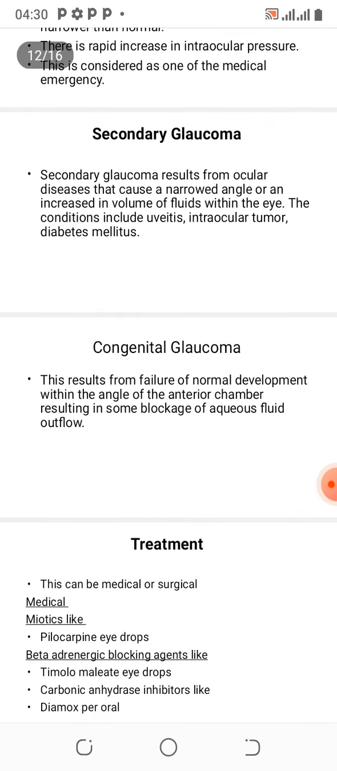Then you have secondary glaucoma. Secondary glaucoma results from ocular diseases that cause a narrow angle or an increase in volume of fluids within the eye. The conditions include uveitis, intraocular tumor, diabetes mellitus, and many more. Congenital glaucoma results from a failure of normal development within the angle of the anterior chamber, resulting in some blockage of aqueous fluid outflow.